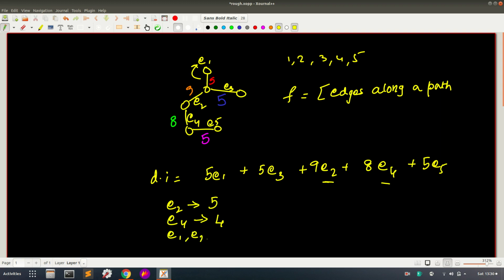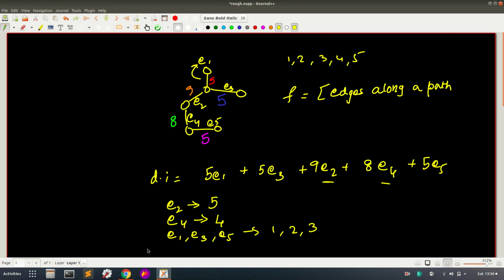E1, E3 and E5 are all going to get the values 1, 2, 3 respectively. We can place them in any order. It's not going to change our distribution index. So this was the idea behind the question.